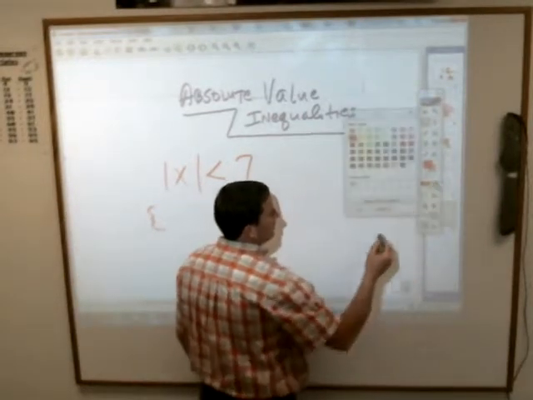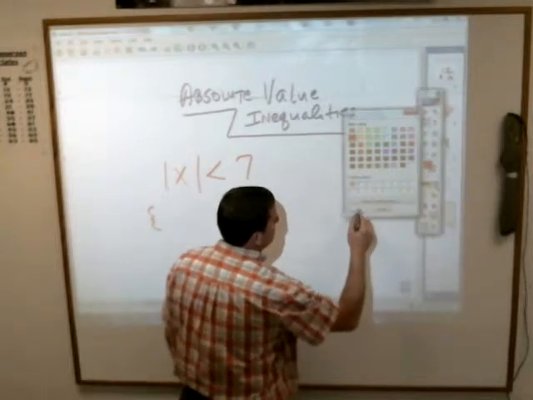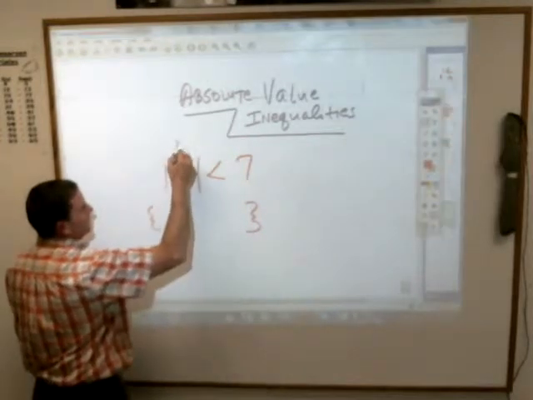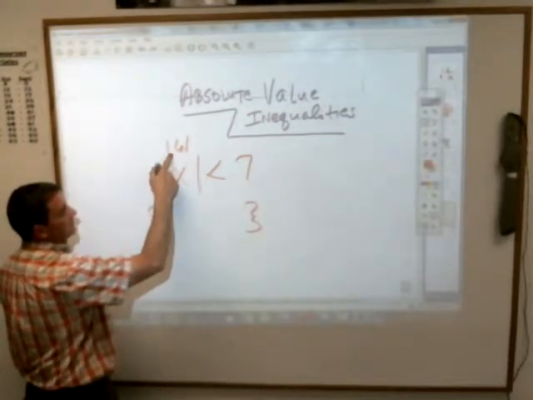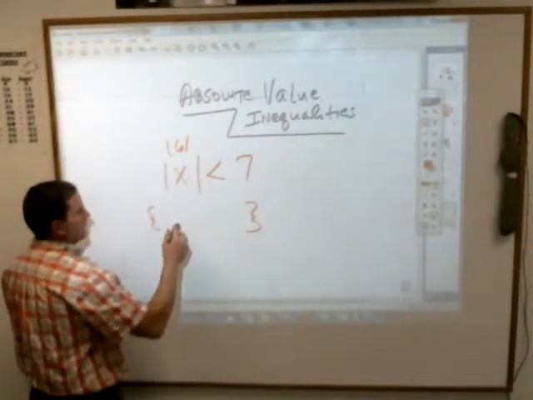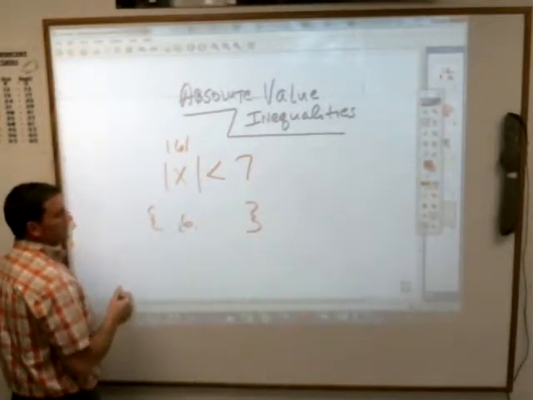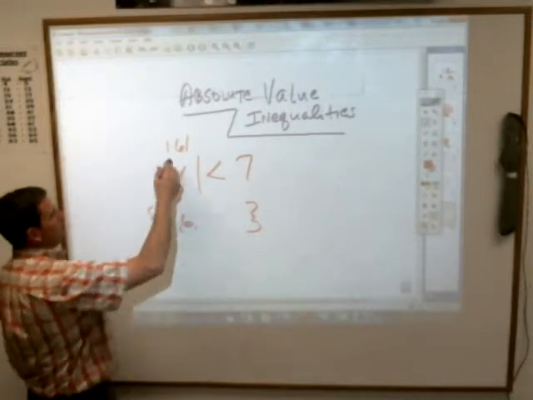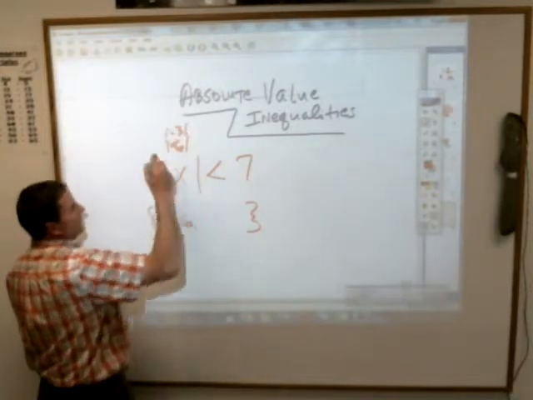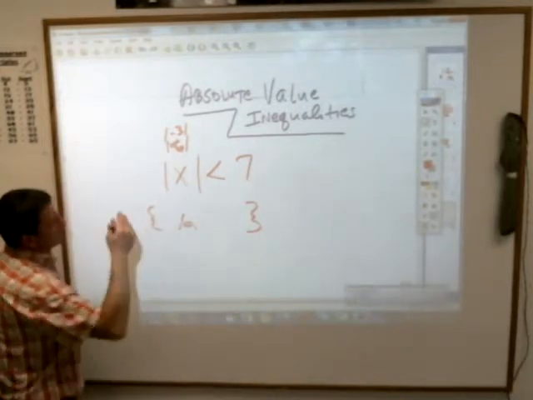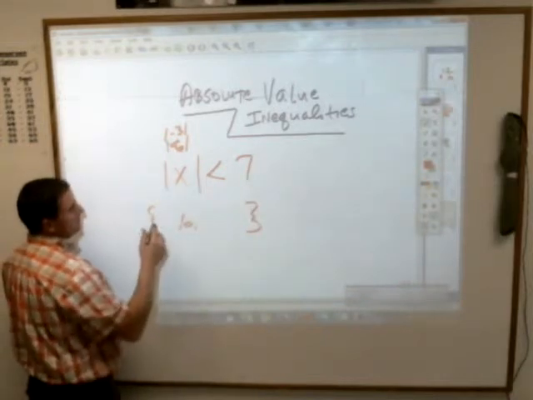Somebody throw something out, if you don't know. 6. Does 6 work? If I put a 6 in here, what's the absolute value of 6? 6. Is that less than 7? Yes, so I'm going to put a 6 in there. Negative 3: the absolute value of negative 3 is positive 3. Is that less than 7? Yes.